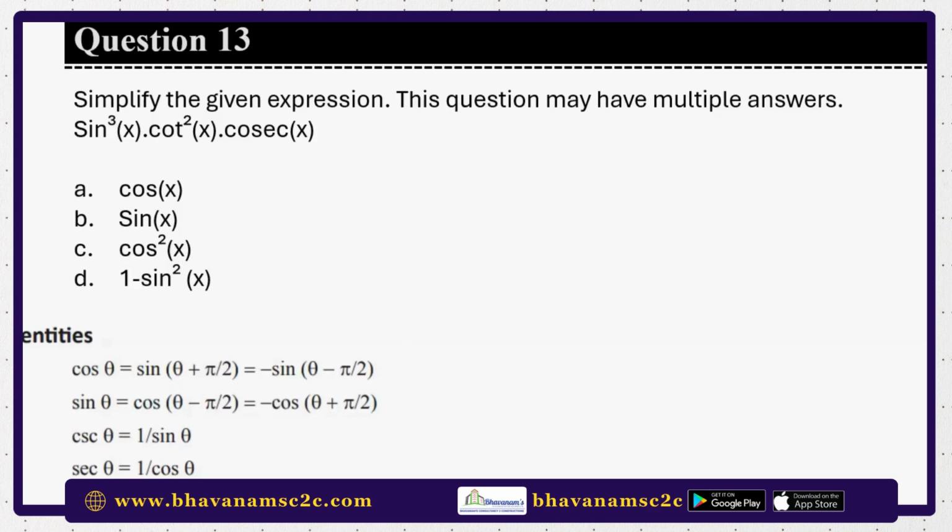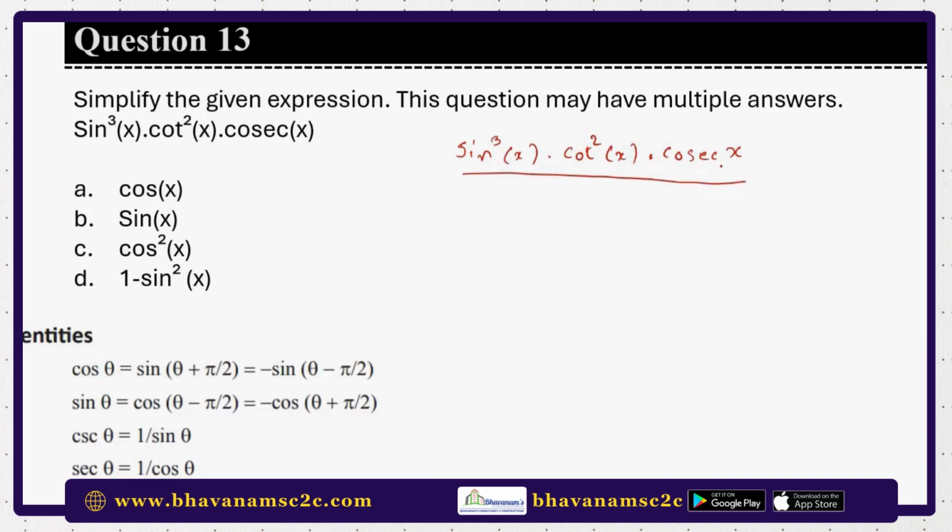Since you got cos square x equal to 1 minus sin square x from the identity mentioned here at the bottom. Now, I'm just explaining this. Sin cube x into cos square x into cosecant x. Okay.